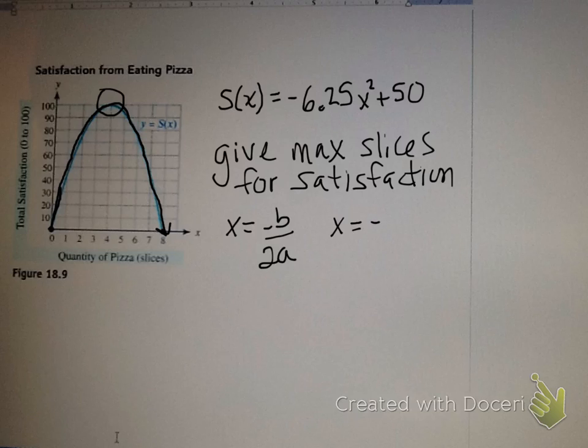So if you slide that in there, b is, whoops, I forgot. I was thinking b can't be 0. Sorry, there's an x there. B is 50. And then 2 times a is negative 625. And so if you plug that into your calculator, you'll find 4. So you know that x is 4, and you can see right here that his satisfaction level started going down after 4 slices.